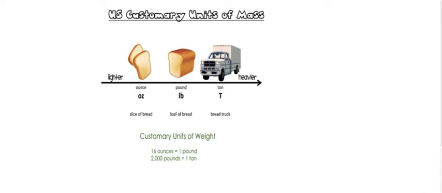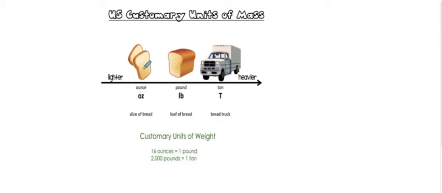We'll be learning how to make conversions of U.S. customary units of mass. Now let's take a look at some examples just to remind us of examples of mass. Starting with our lightest weight, our smallest weight is ounces, not fluid ounces. This is solid ounces.